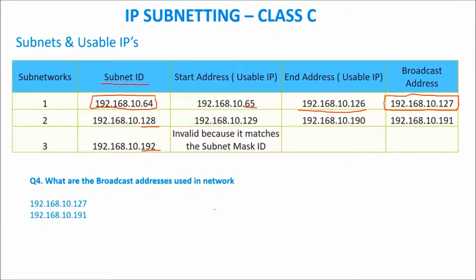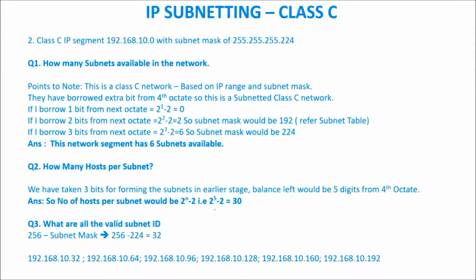So hope this is clear now. Class C subnetting. We'll see another example. Don't worry. So here it is, a class C subnet. I'm taking the same thing, but I'm just changing the mask. So it is 224 now instead of 192. I'm just taking 224 and doing the same calculation.